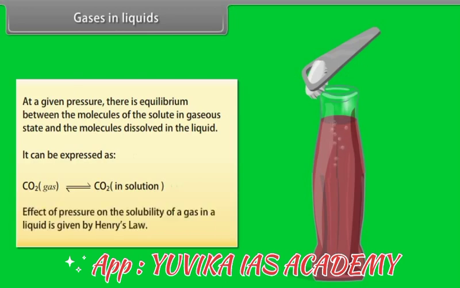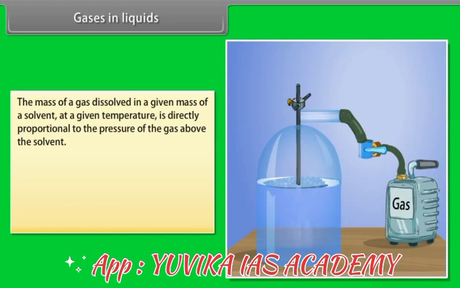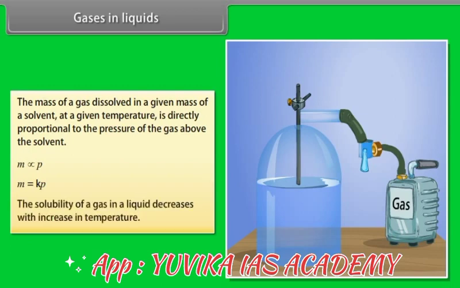The effect of pressure on the solubility of a gas in a liquid is given by Henry's law. This law states that the mass of a gas dissolved in a given mass of a solvent at a given temperature is directly proportional to the pressure of the gas above the solvent. M is directly proportional to P. M is equal to Kp. The solubility of gas in a liquid decreases with increase in temperature.